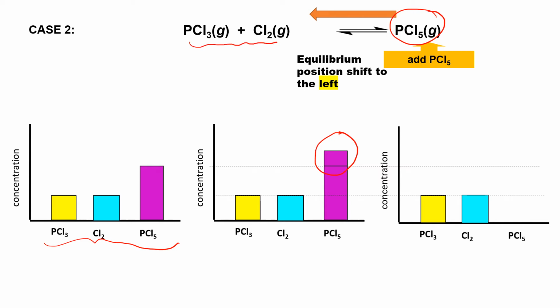After PCl5 produces PCl3 and Cl2, the concentration of PCl5 will decrease. Look at here: the concentration of PCl5 will decrease, and the concentrations of PCl3 and Cl2 will increase. This is the disturbance, and we try to reduce the disturbance to achieve equilibrium.